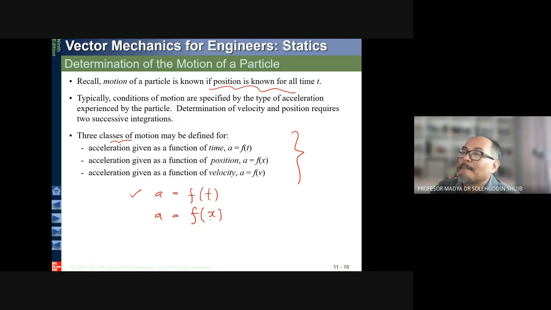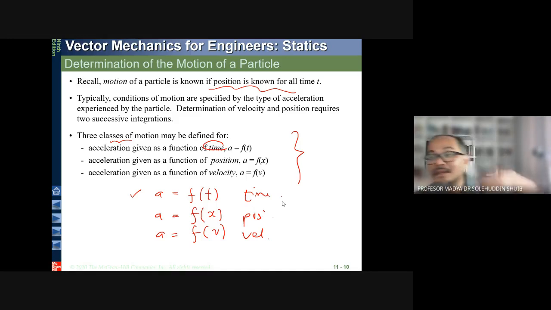And then the third one is acceleration as a function of velocity. So this one is a function of time, this one a function of position, and this one a function of velocity. We're going to have different techniques to solve these, for example, integrating the natural log. So you have to revise how to integrate the natural log, for when we're dealing with this type of motion.